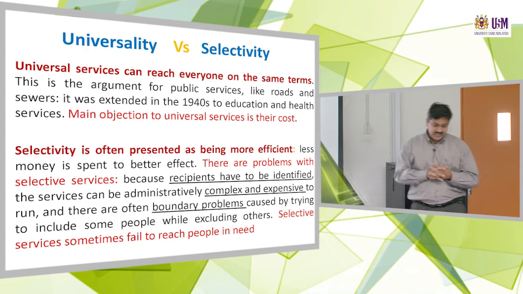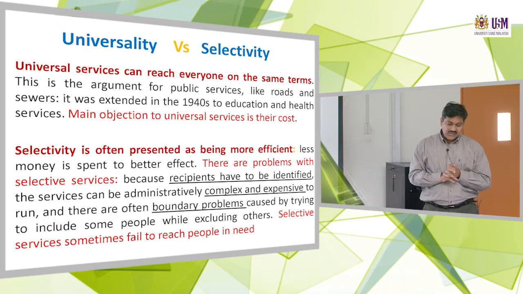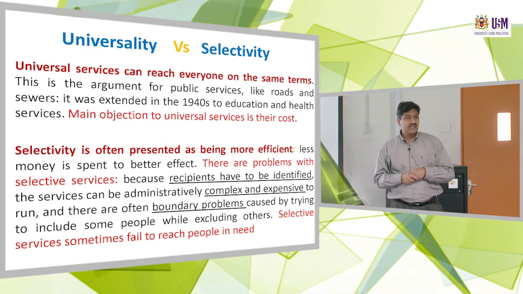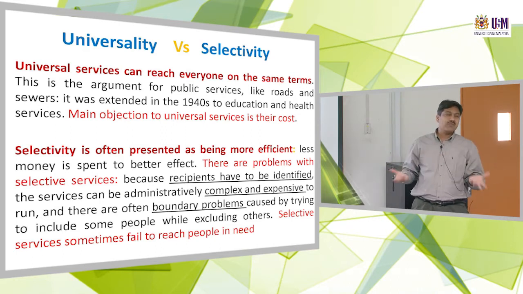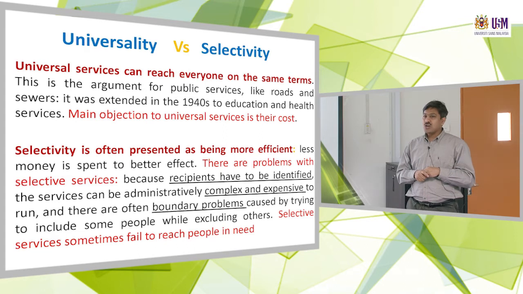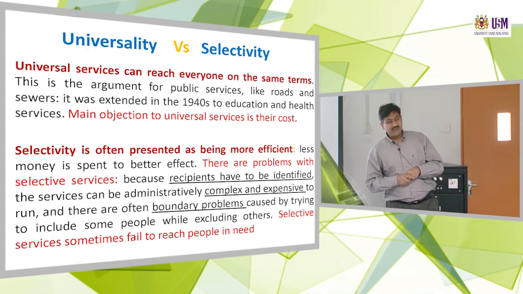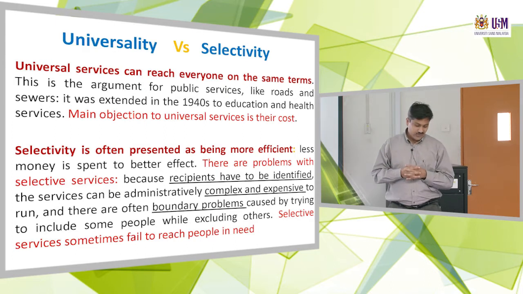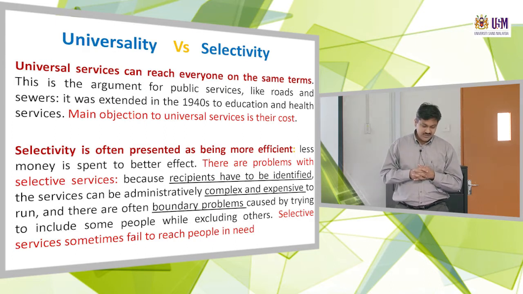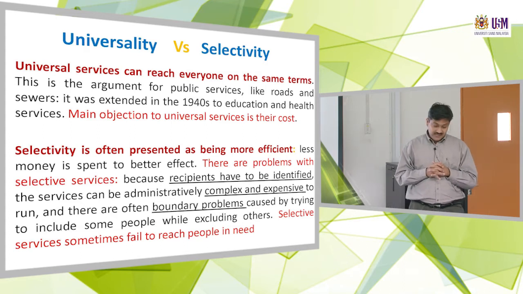Extended in the 1940s to education and health. The main objection to this universal service is its cost. People say that it's very costly because you have to cover everyone. Whereas the selectivity argument, from people who believe in the residual model, is that they want to select the people who are worthy or eligible for these services.